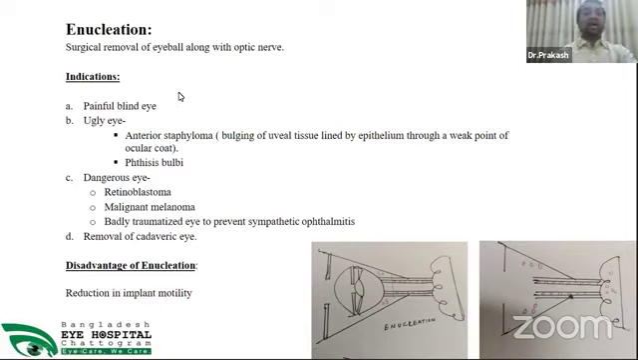So sometimes it is asked in the exam, what is blind eye? The definition of blind eye is: when there is no perception of light, it is called blind eye. অনেক সময় স্টুডেন্টকে জিজ্ঞেস করা হয় blind eye কাকে বলো?